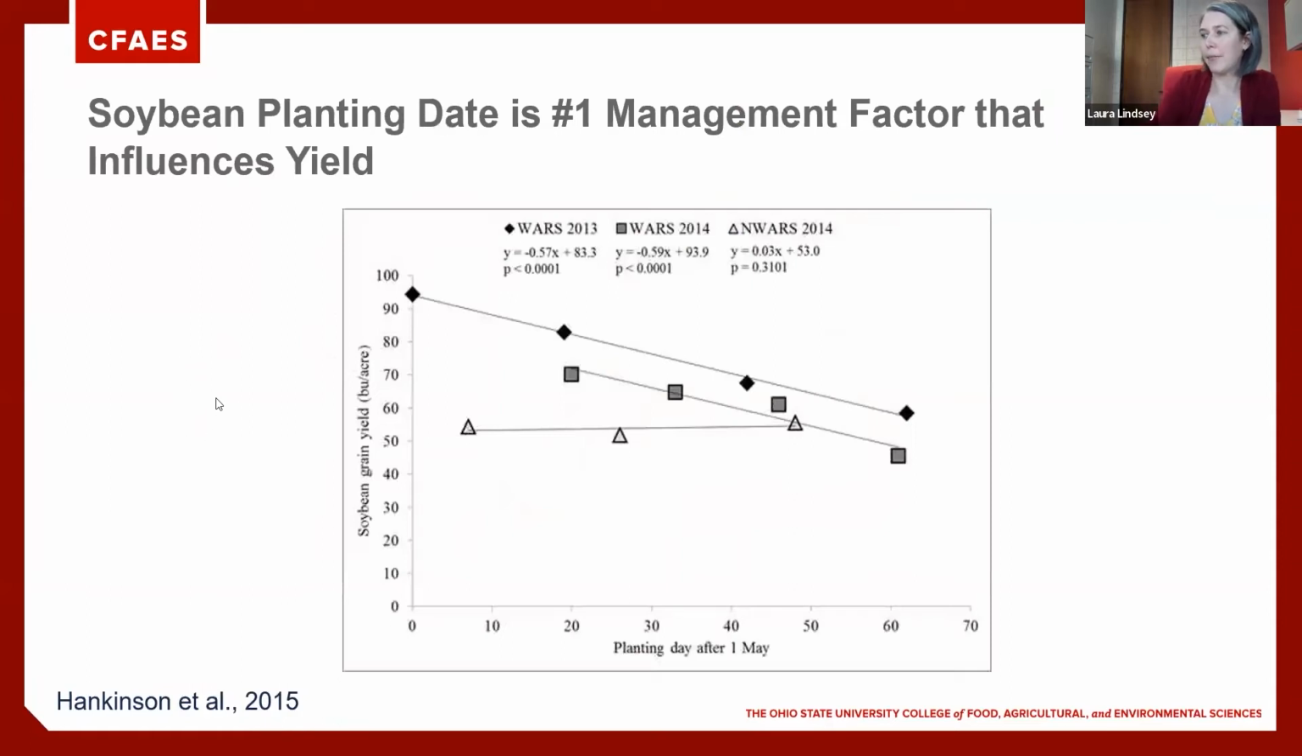This is some data from our small plot research. The first two lines here are from Clark County, the Western Agricultural Research Station. When we plant either beginning of May or mid-May, the slope's about the same. It's a 0.6 bushel per acre per day loss in soybean yield for each day soybean planting is delayed. The bottom line here is Northwest Ohio. It's a flat line. That year was droughty, and planting date didn't really matter. We could plant in early May into June, with no effect on yield.